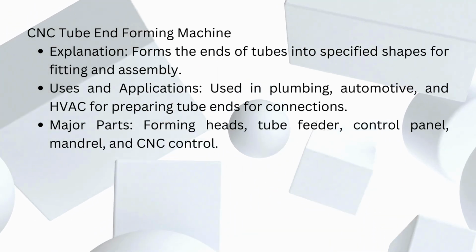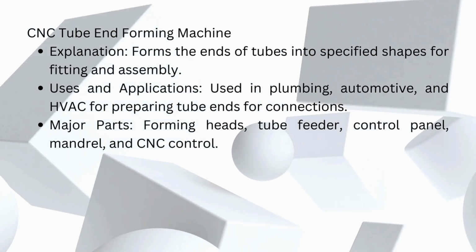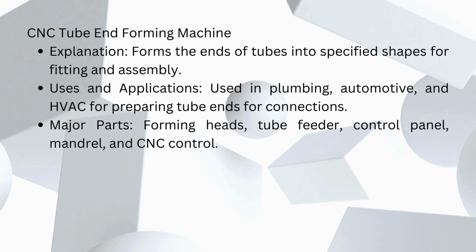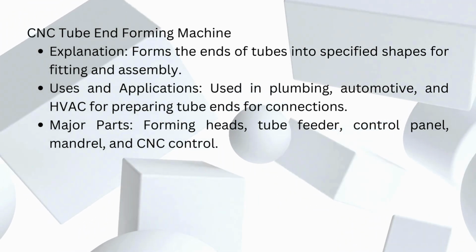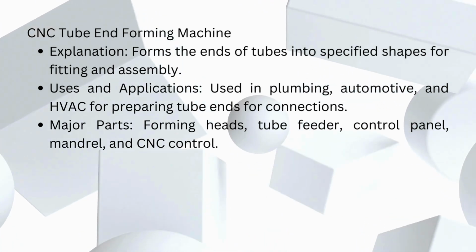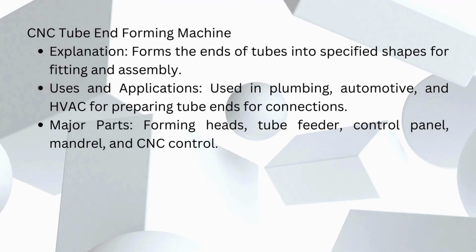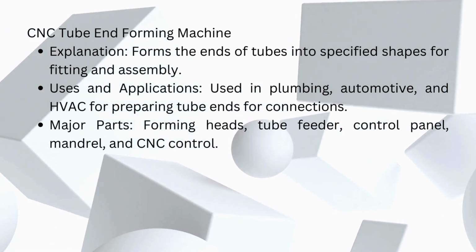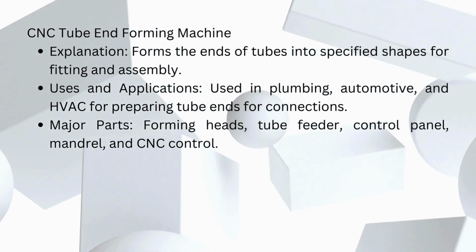CNC tube end forming machine. Explanation: forms the ends of tubes into specified shapes for fitting and assembly. Uses and applications: used in plumbing, automotive, and HVAC for preparing tube ends for connections. Major parts: forming heads, tube feeder, control panel, mandrel, and CNC control.